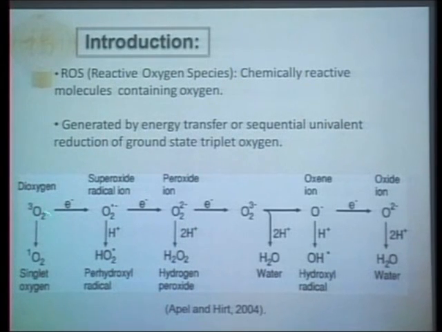Here we can see the triplet oxygen, on getting energy, converts into singlet oxygen, which is one of the members of reactive oxygen species. Similarly, when it gets reduced by getting an electron, it gets converted into superoxide radical ion, which is another member of reactive oxygen species, and which on protonation gives perhydroxyl radical. Similarly, on further reduction and protonation, we get several species of reactive oxygen species. So we can say that this triplet oxygen might be the foundation of the members of reactive oxygen species.